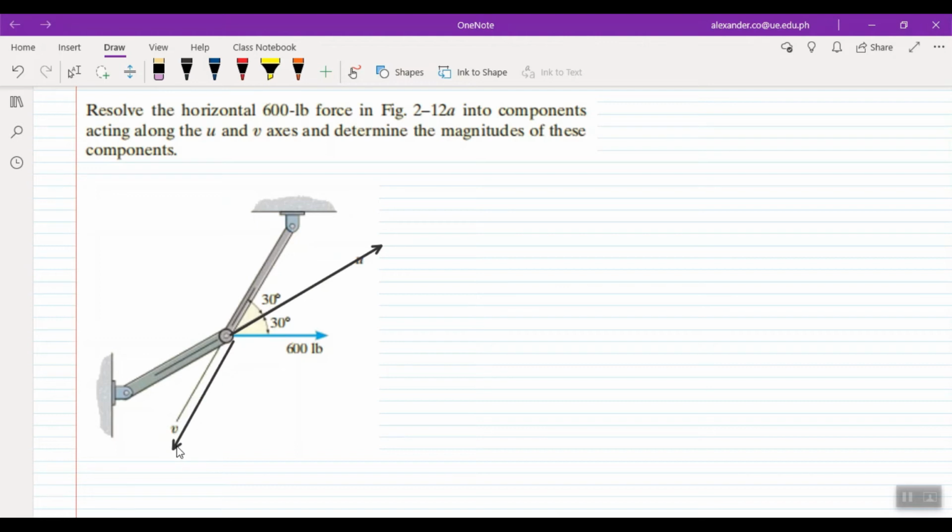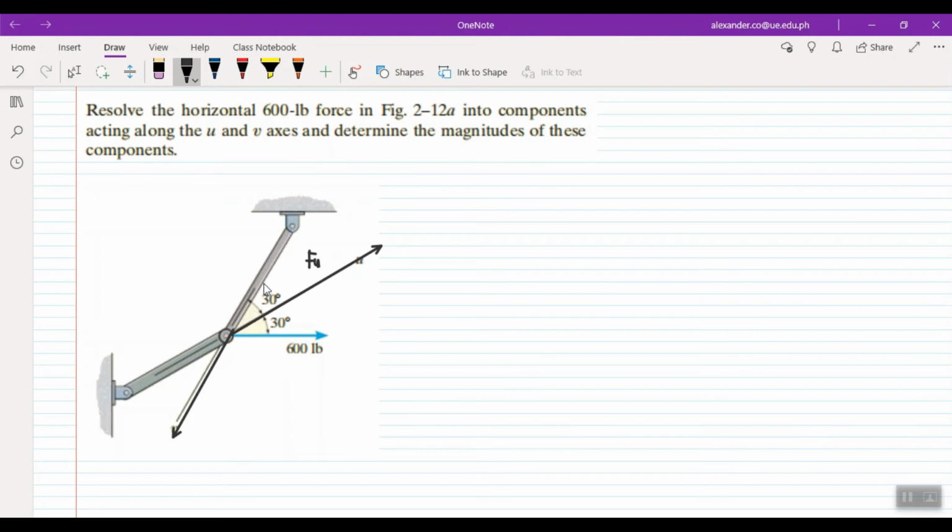Hindi siya pantay. Okay. Ngayon, hindi natin alam kung gaano siya kahaba, no? Kasi you don't know the magnitude. Yung unang problem, alam natin yung magnitude ng force. Ngayon, hindi natin alam. So, hindi natin alam gaano siya kahaba o gaano siya kaiksi, no? So, tatansyahin lang muna natin. Pero, there's a way to find that out kung gaano siya kahaba.